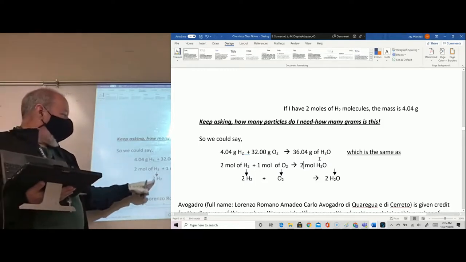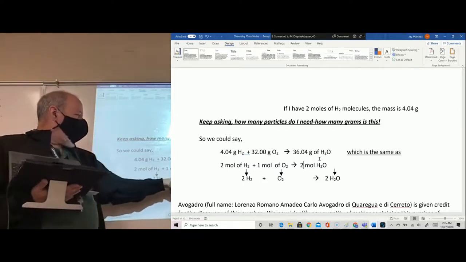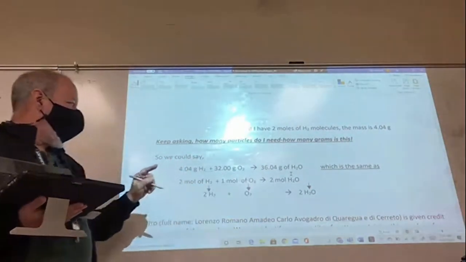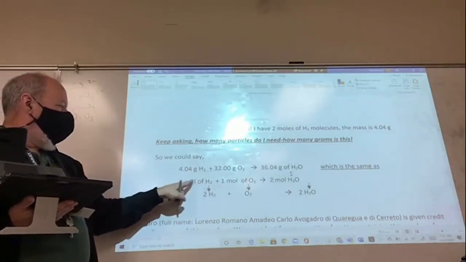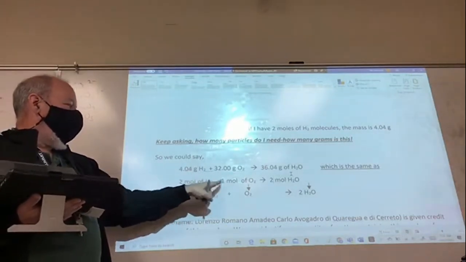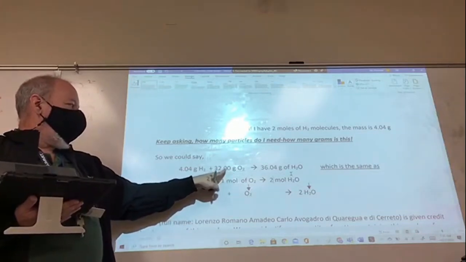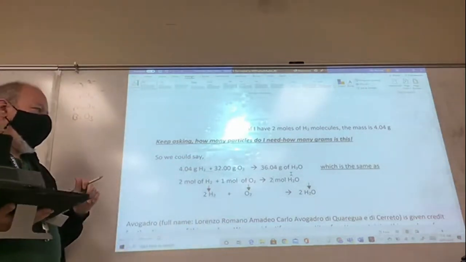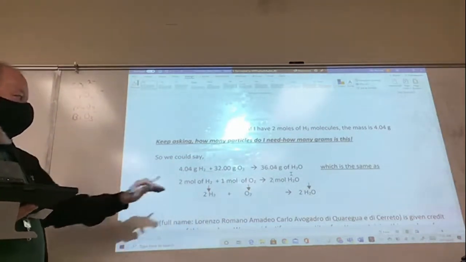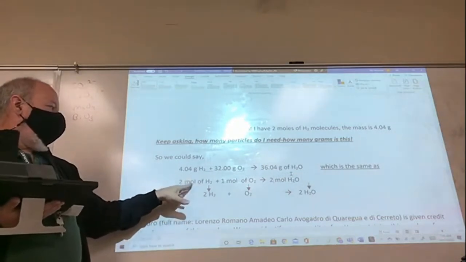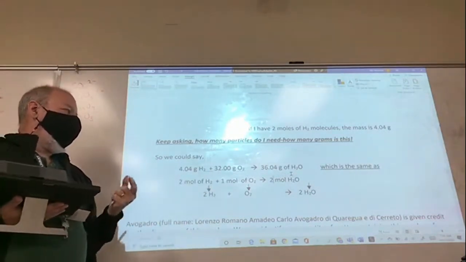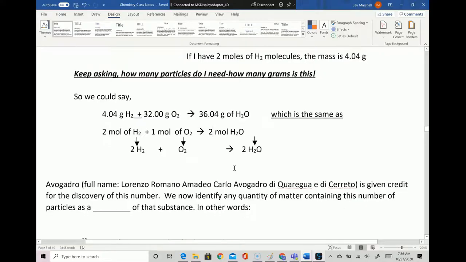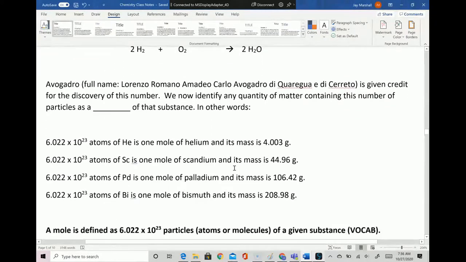Right? Here I go from two particles of this to 2 moles, to 1 mole, to 2 moles of this. Then I can easily say 2 moles of this is 4.04 grams, 1 mole of this is 32.00 grams, and 2 moles of this should be 36.04 grams of water. Okay? All the time in the back of your brain, you know that 1 mole of each of these things is 6.022 times 10 to the 23rd particles.